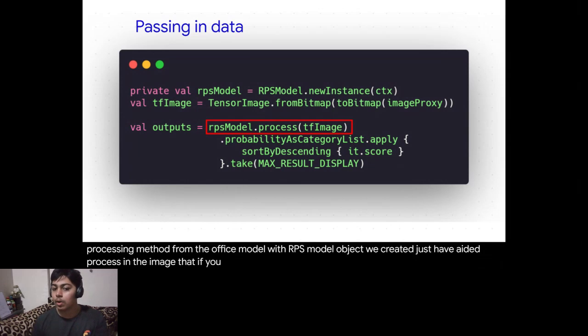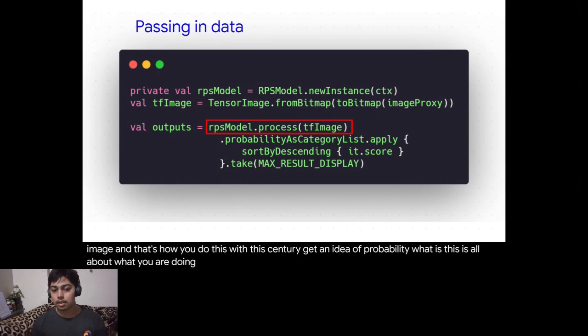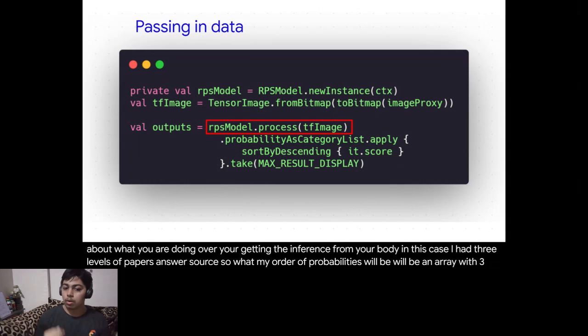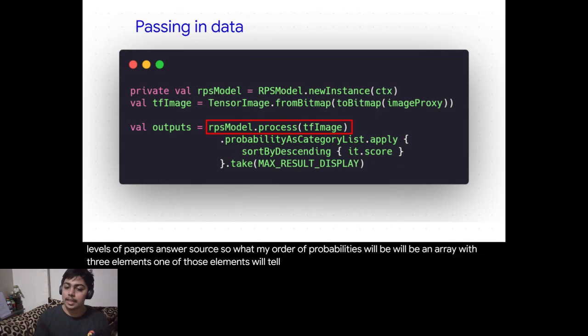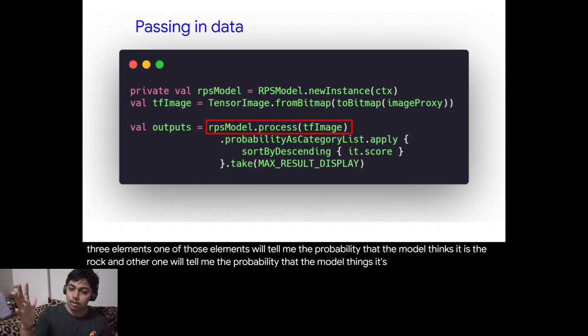The TF image is what I created in the line above this. I'll pass in the TF image, and that's how you do the inference. With this, what you essentially get is an array of probabilities. So what is this array of probabilities all about? You're getting the inference from your model. In this case, I had three labels: rock, paper, and scissors. So my array of probabilities will be an array with three elements. One of those elements will tell me the probability that the model thinks it is a rock, another will tell me the probability that the model thinks it's a paper, and so on. That is essentially what I'll be getting from this.